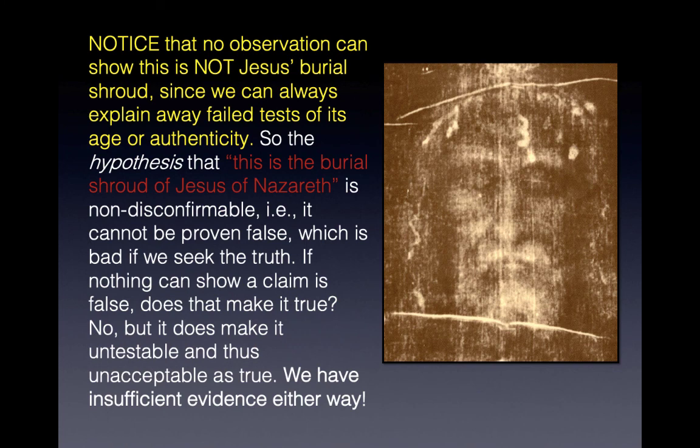Notice that no observation can show this is not Jesus' burial shroud, since we can always explain away failed tests of its age or authenticity. To date, the Catholic Church will allow no more tests of this. Their explanation for the recent date of the linen is that, well, they tested a repaired part of the shroud. Scientists said, fine, let's go back. And by the way, there are Christian scientists that want to test this. Scientists went back and said, okay, let's test a part where the blood allegedly is, or let's test another part. And the church said no. So we're done. We can't test it any further. We can't do decisive tests. We can't rule out any hypotheses, so it could be fraud.